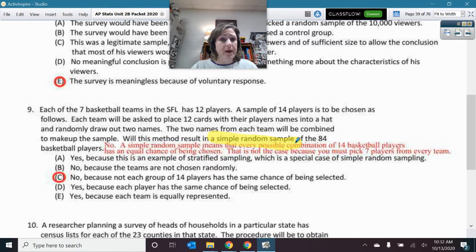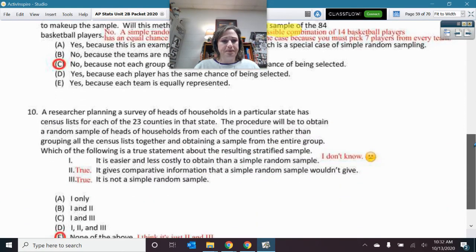With a simple random sample, you put them all in a big bag and shake well. So I could have gotten 12 players from one team and 2 from another. Simple random sample, all mixtures of 14 is possible. But that's not what's happening here because we're going to take 2 from every team. So that's kind of controlling things. I can't possibly get 12 from one team or even 6 from one team. All right, so that is why that is C.